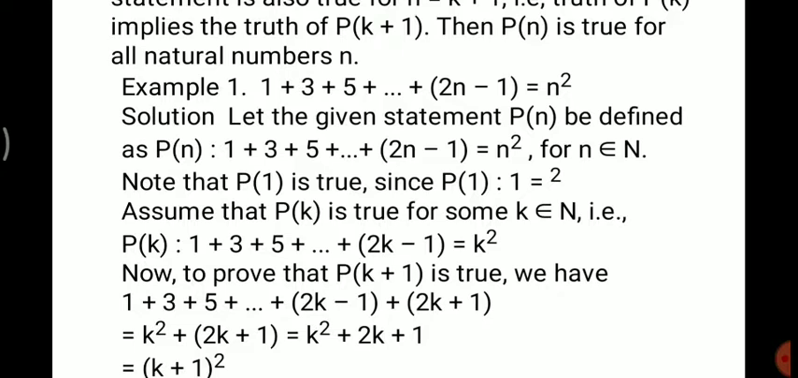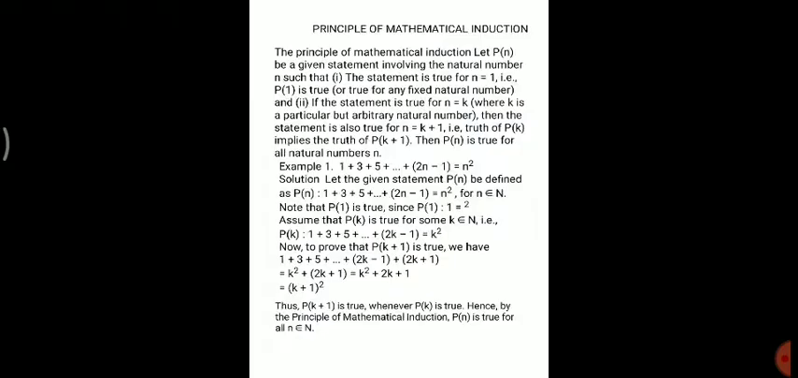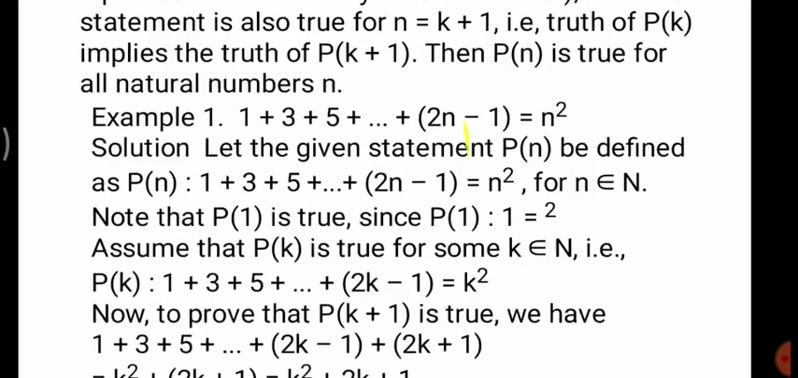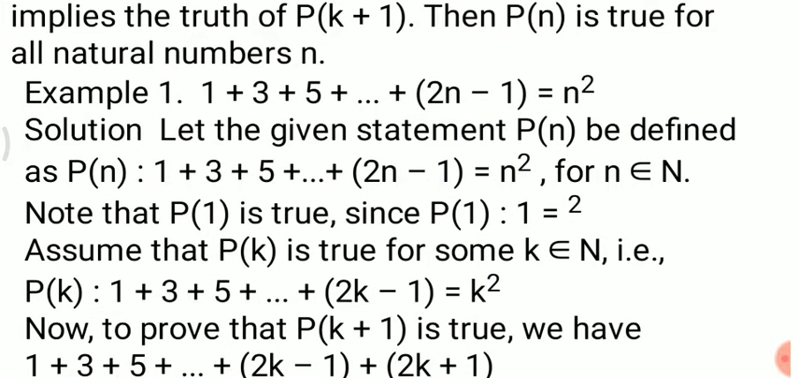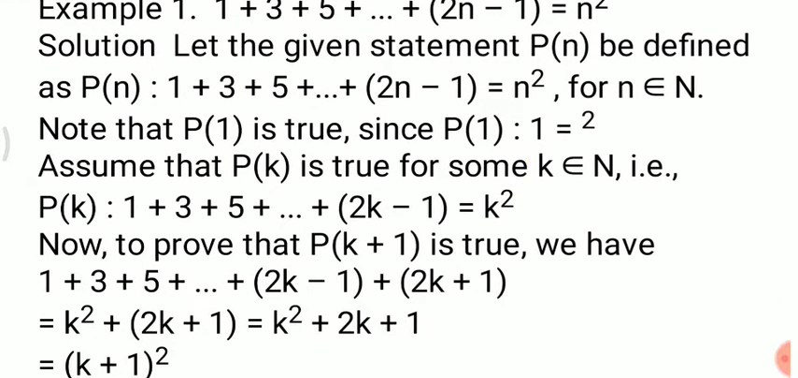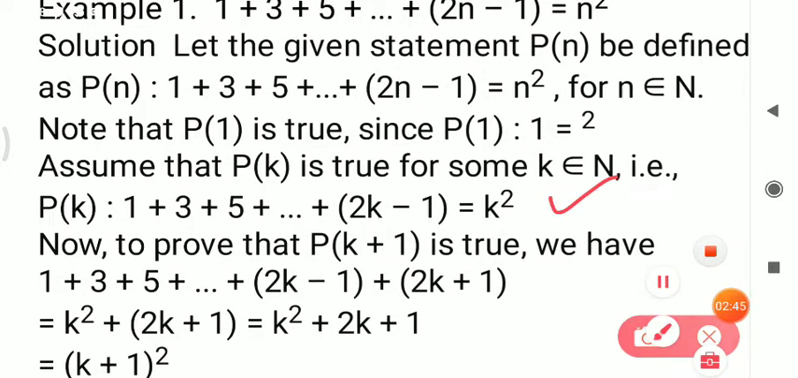First of all, we check for n is equal to 1. P(1): left hand side gives 1 and right hand side also gives 1 square, that is 1. So P(1) is true. Now we assume that P(k) is true, so this statement is taken as a true statement. Now we have to prove for k plus 1.